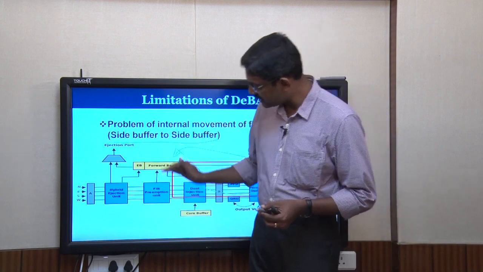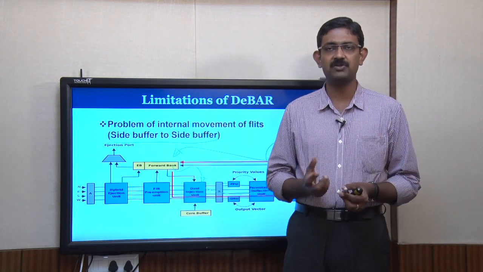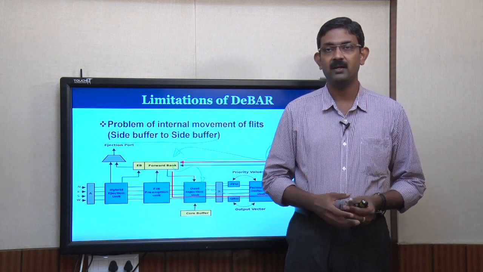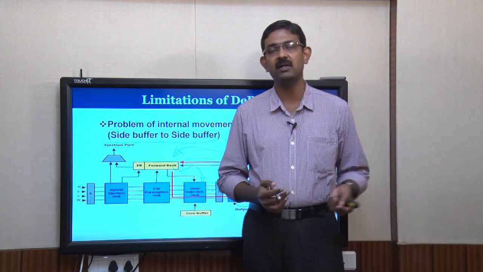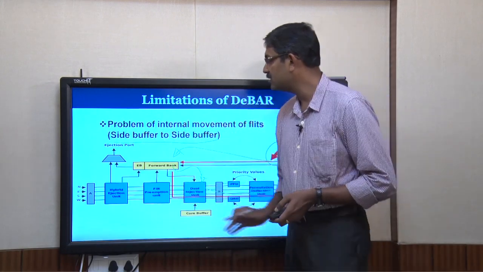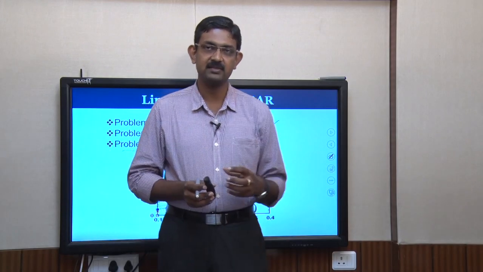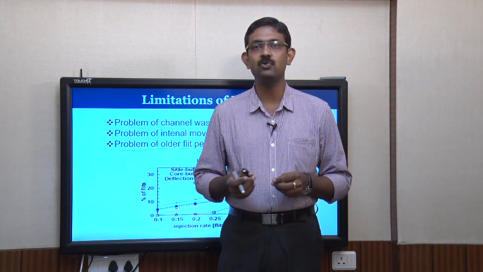Why is this happening? When a flit is re-injecting into the router pipeline, its priority is not changing, because in D bar, the priority is based on hops to destination. Since the priority is still the same, the flit may again compete with the other flits and may not get the productive port. So, here also we have the side buffer to side buffer issue. Besides the problem of channel wastage and the problem of internal movement of flits, there is one more problem called older flit penalization. In D bar, the priority mechanism used was based on hops to destination. So, when you have a really old flit that is not even nearer to the destination, it may lose out in arbitration to a newly generated flit.